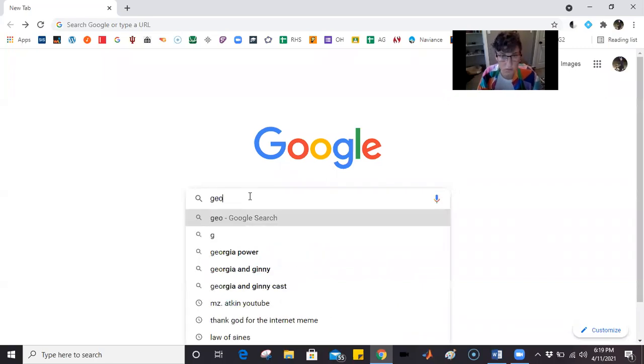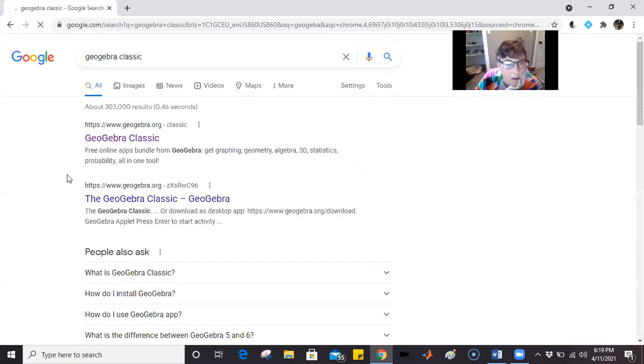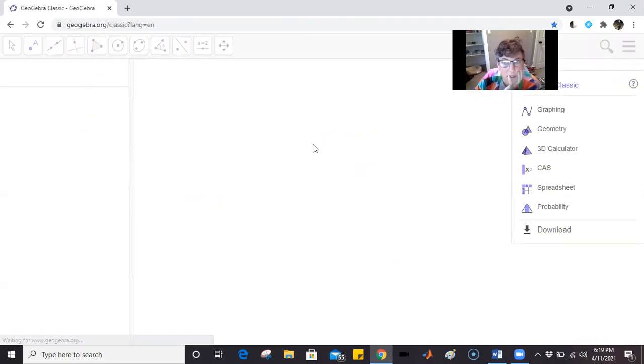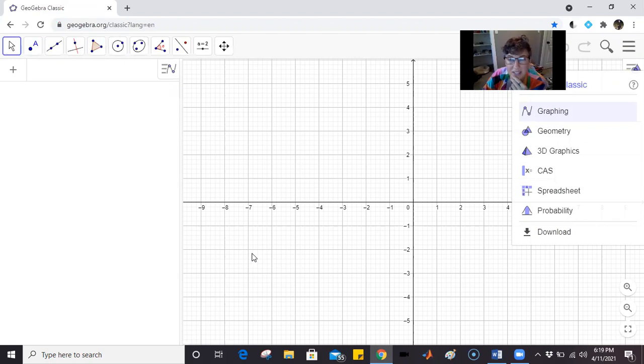All right, let's go to our good friend GeoGebra Classic. Oh, there it is. That's the good stuff. We're going to make a triangle. And I'm going to show you that if we make two triangles have the same side measures, their angle measures will have to be the same.